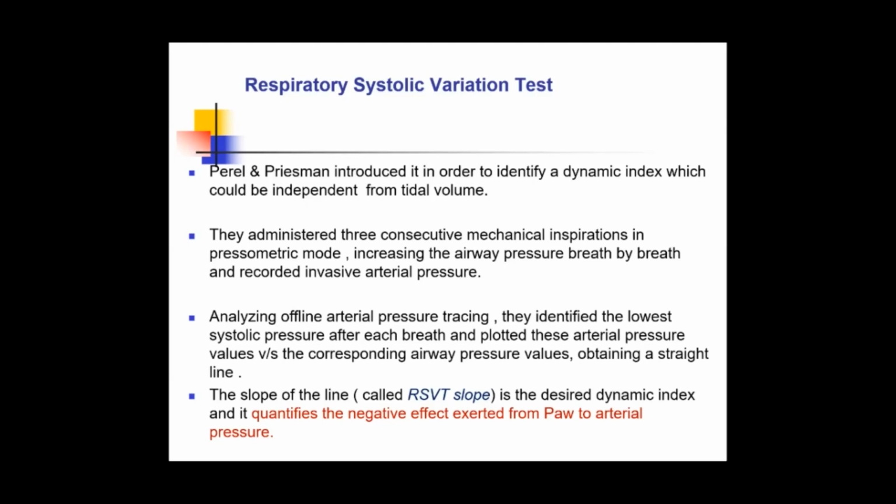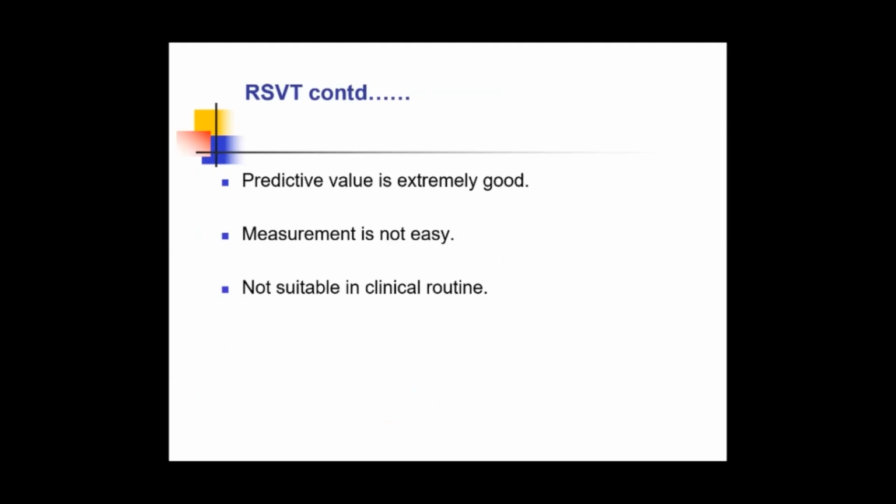The slope of the line, which is called the RSVT slope or the respiratory systolic variation test slope, is the desired dynamic index, and it quantifies the negative effect exerted from the airway pressure on the arterial pressure. The predictive value is extremely good, but measurement is not easy, and thus it is not very suitable for clinical routine.